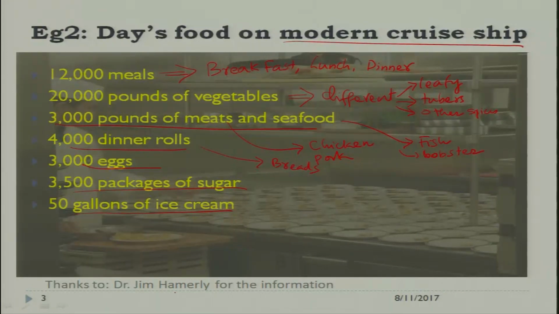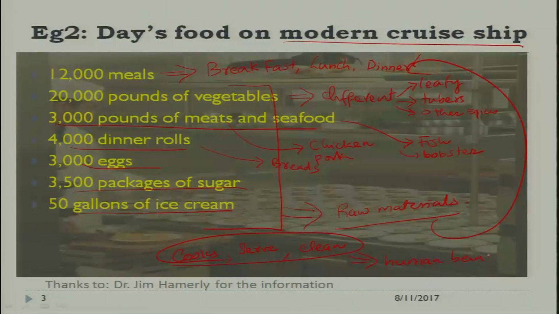So, these items, the vegetables, meat, all of these together become what we call raw materials, which are used to cook the three different meals, breakfast, lunch and dinner. And obviously there will be additional resources like cooks, there will be people who serve this, and then there will be people who clean this, etc. So, these are done by human beings, which we also call the manpower.